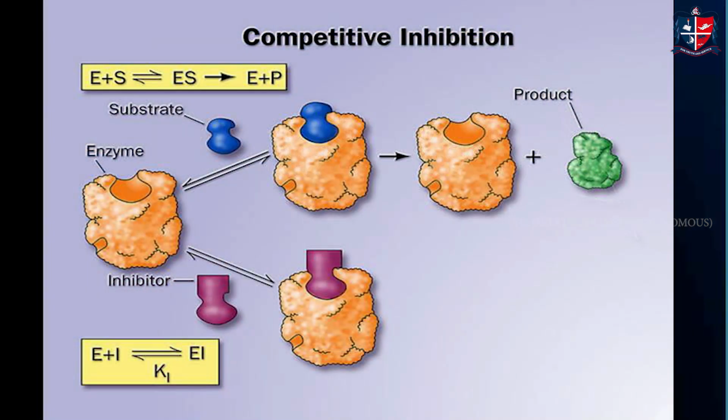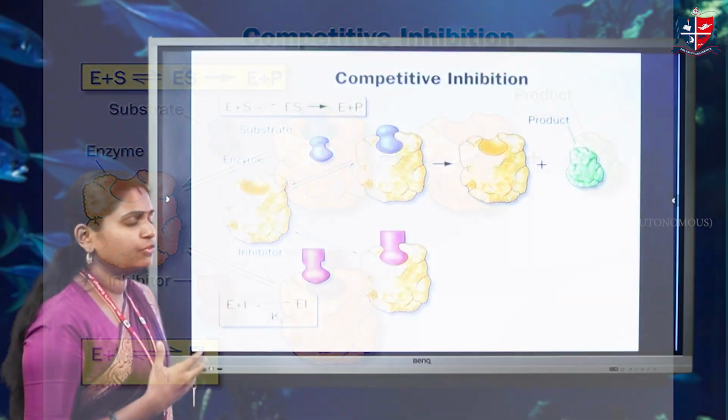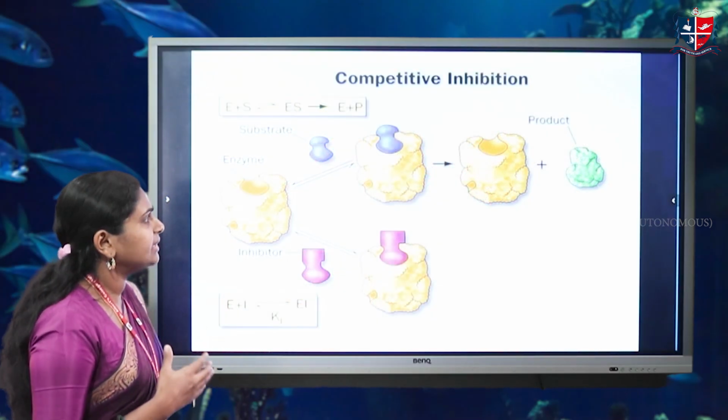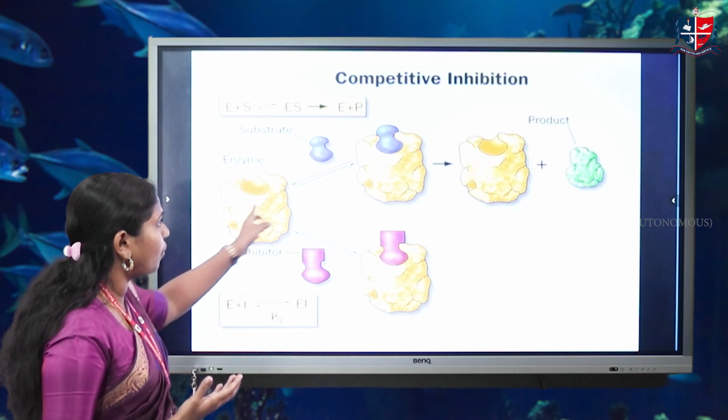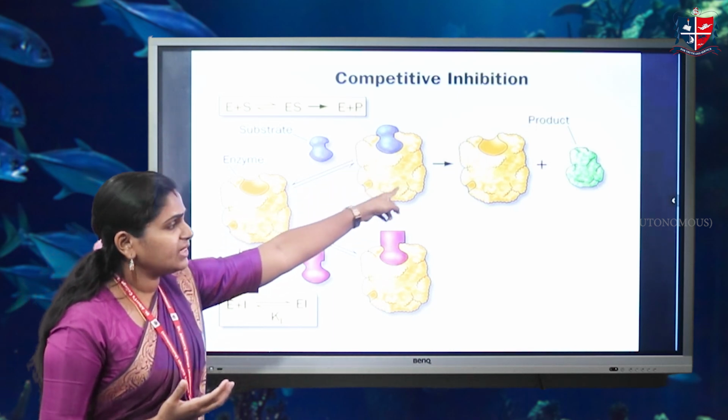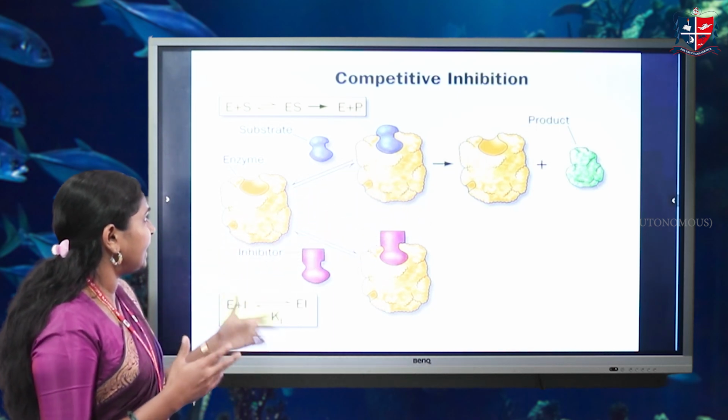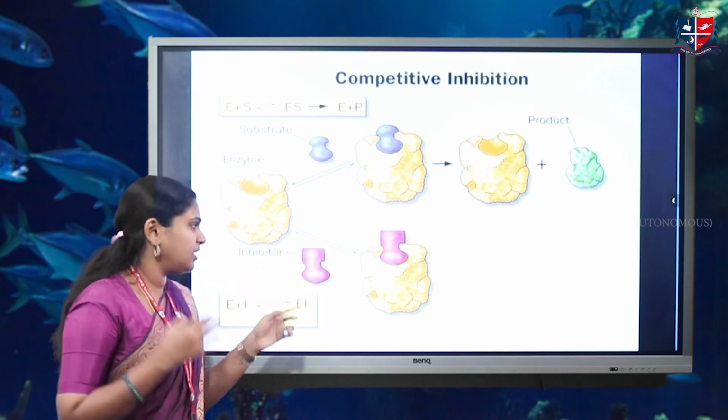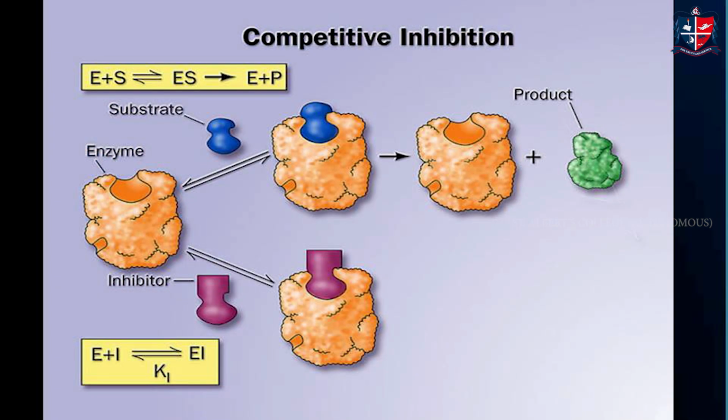Once more, we can look at the reaction. This is a normal reaction where the substrate binds with the enzyme to form the enzyme-substrate complex, and the product is released. The product is released in the first reaction, but when we add the competitive inhibitor and it binds with the enzyme, the reaction never takes place. Once more, in competitive inhibition, the substrate and inhibitor are analogous.